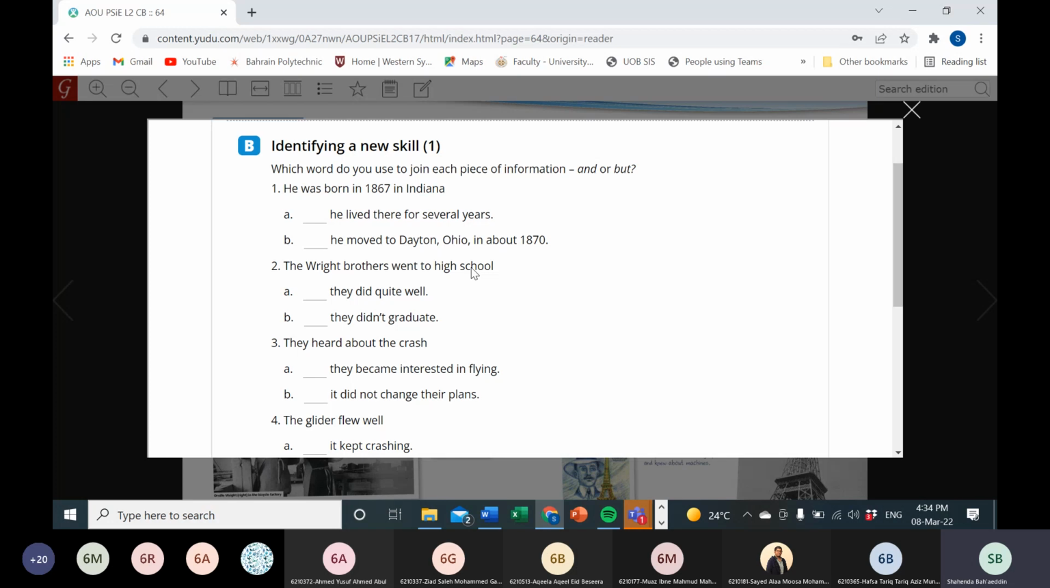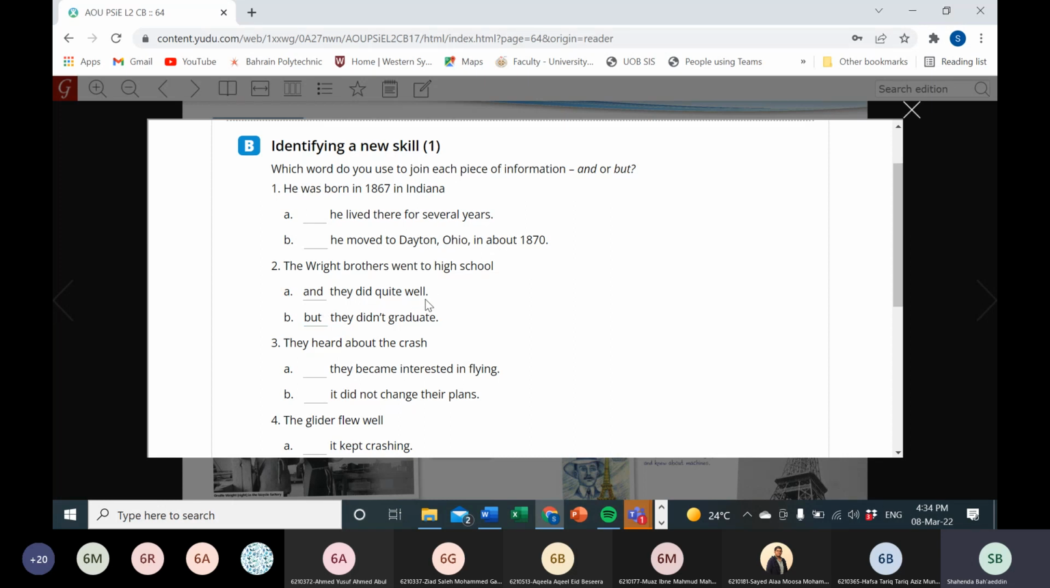The Wright brothers went to high school. They did quite well. They didn't graduate. What do you think? And they did quite well, yes. But they didn't graduate. Although they did quite well, they were good at school, they didn't graduate. Okay, very good. So the Wright brothers went to high school and they did quite well.